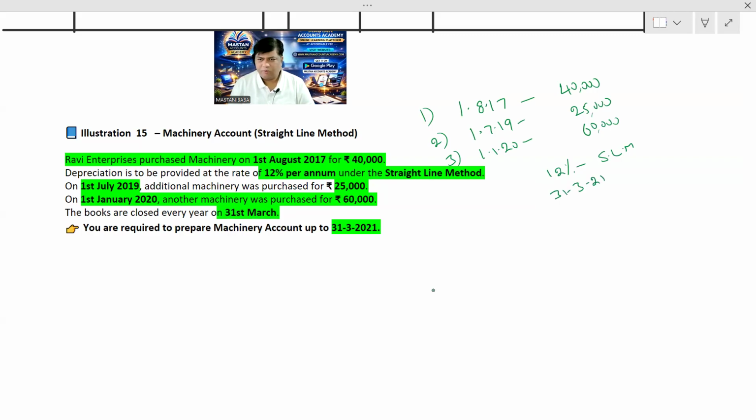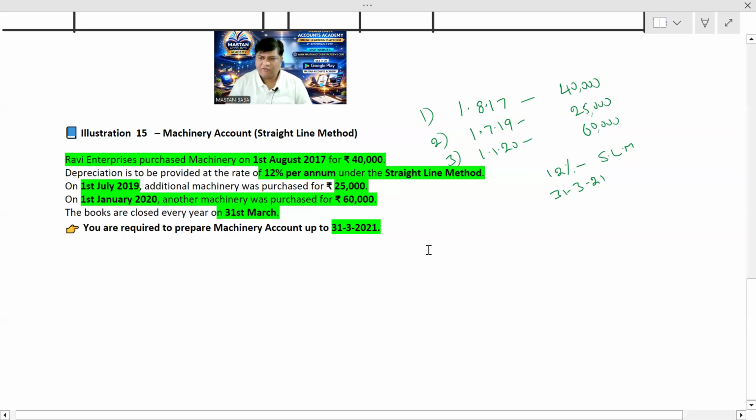So we have got complete clarity on the question. 3 machines were purchased: one on 1st August 17, another on 1st July 19, and another on 1st January 2020. 3 machines purchased on different dates with different amounts. Rate of depreciation is 12% under the straight line method. They are asking to show the machinery account up to 31/3/2021. So let's present the answer now.